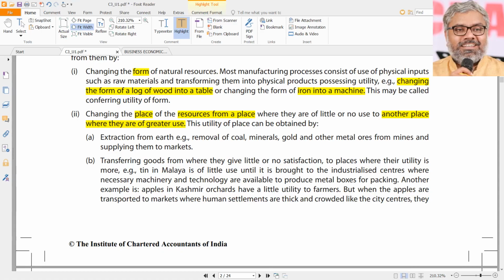So once crude oil is there below the ground somewhere or below the sea somewhere, what is the use of that crude oil to the human beings? It may be there just like that. But when we take it out, when we find it, when we dig it out, when we extract it, when we refine it, when we transport it, when we use it, how many places it is changing?